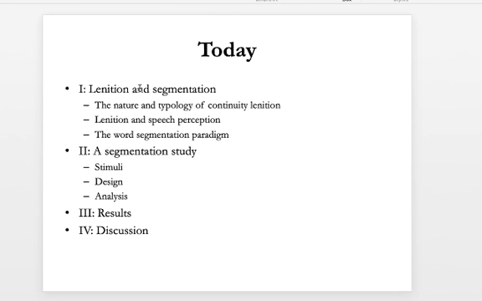In the second section, I'll tell you about the study that Melinda and I did, and this was a word segmentation study conducted on native English-speaking college students. And then I'll tell you about what we found and what I think that means for the theory of lenition and segmentation and speech perception.